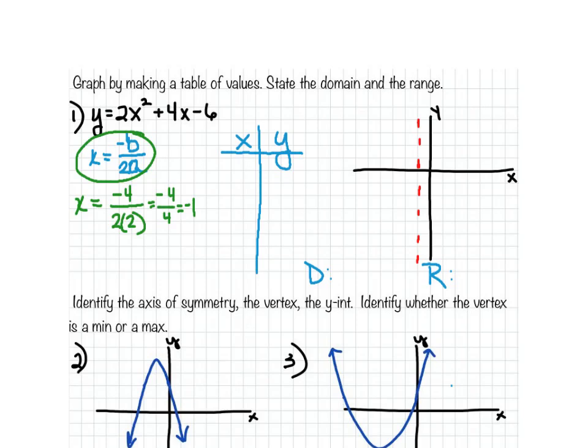So I'm going to go ahead and complete the table of values now. The next step is to choose 2 points that are below the axis of symmetry. So I'm going to choose negative 3 and negative 2. Then we have negative 1. And then 2 x's that are above the axis of symmetry, I'll choose 0 and 1.